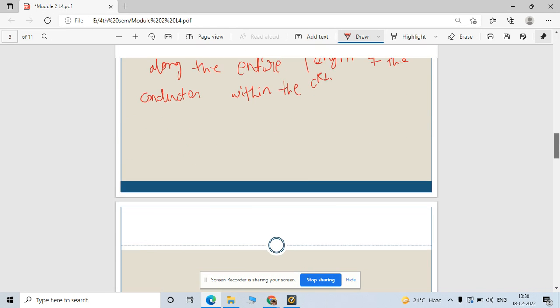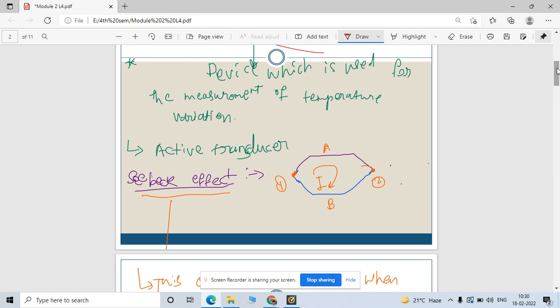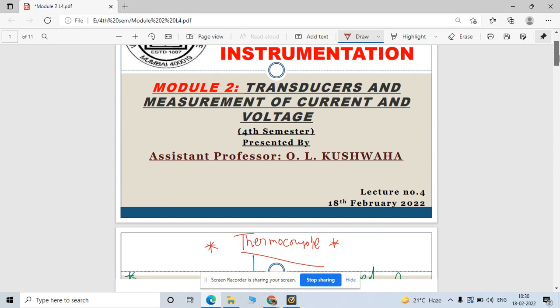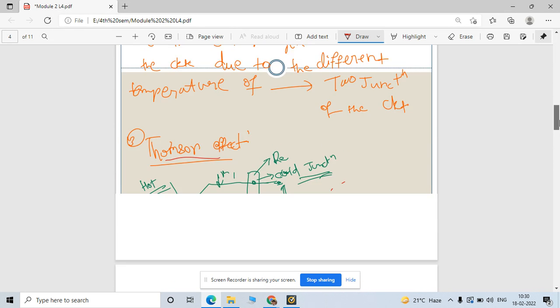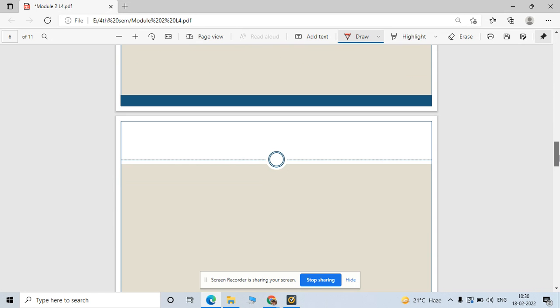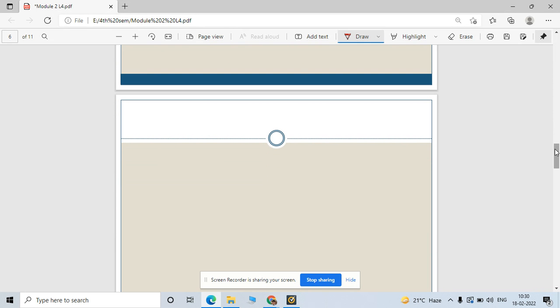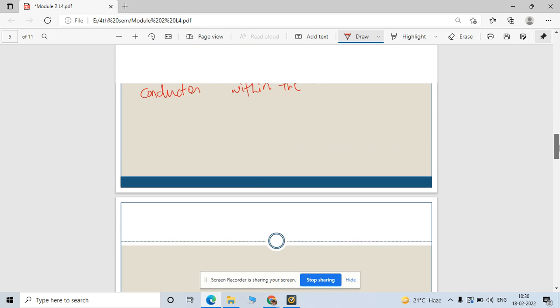So the thermocouple is based on three principles, and for theory you can follow the book. Now I'm just discussing the properties of thermocouples, and also discussing one question based on that.